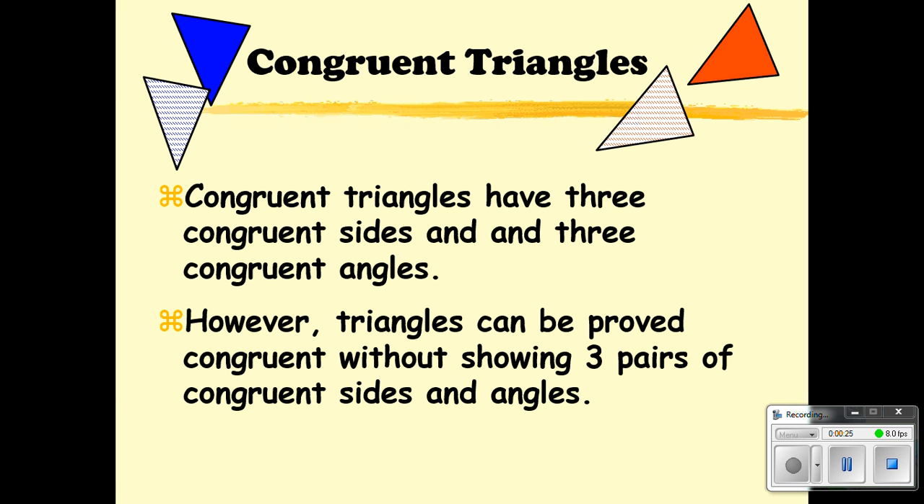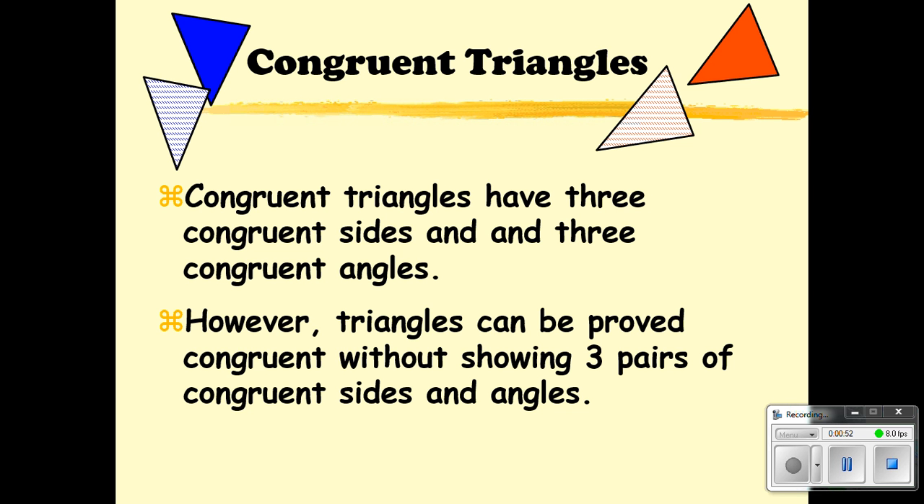Okay. However, triangles can be proved to be congruent without showing that all three pairs of sides are congruent and all three pairs of angles are congruent. Just like when we were trying to prove that triangles were similar, being similar gave us 6 pieces of information because we had 3 equal angles and 3 proportional sides, but we didn't have to show all of that to prove that they were similar. Triangles being congruent fall into that same category.